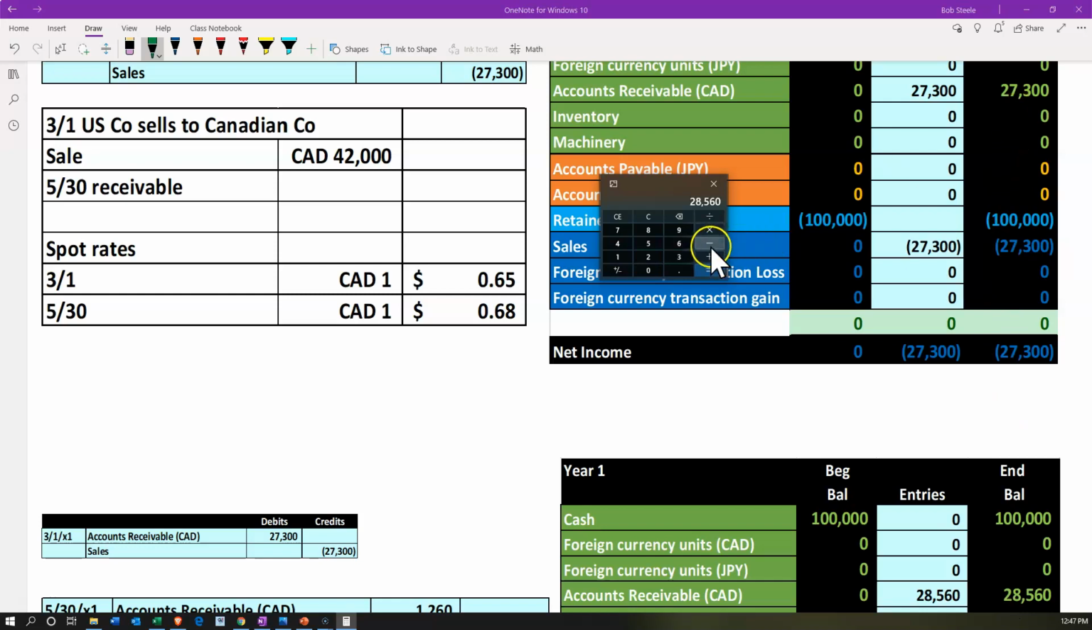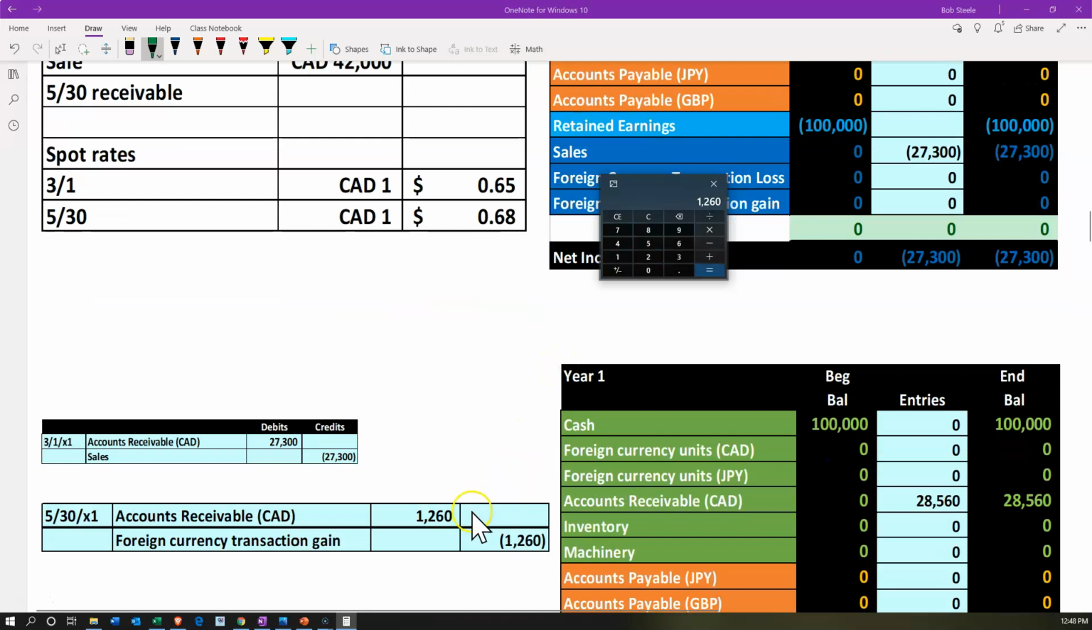So if I take this number minus what's currently in there before we record the transaction, 27,300, then we have a difference that we're going to have to record of the 1,260. 1,260 is going to mean that we're going to have to increase the receivable and we're going to have to record the other side, a credit, which is going to be a gain.